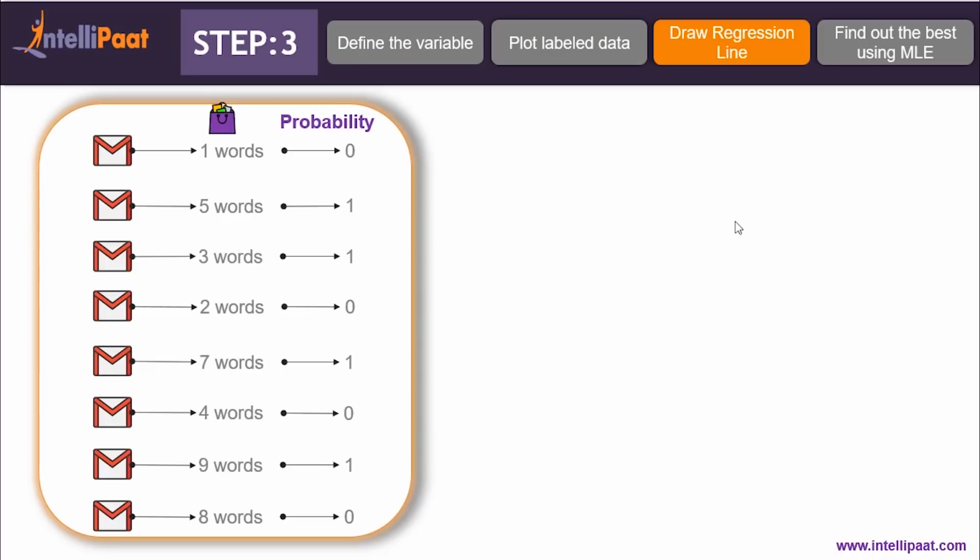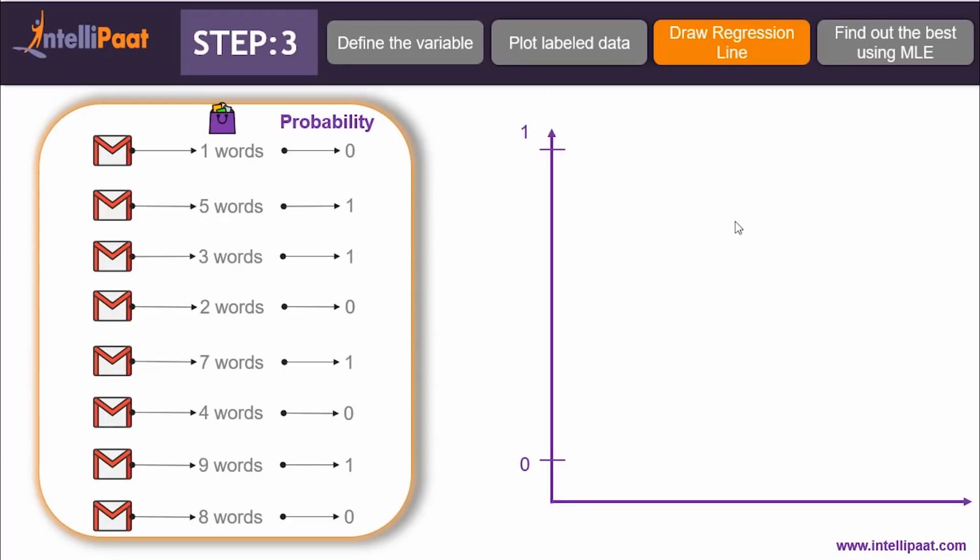Next, as a step 3, we'll draw the regression line. So next what we'll do, we'll plot our data set on x-axis and y-axis with independent variable on the x-axis and dependent variable on the y-axis. So number of spam words in a mail is an independent variable, right? And the probability of that particular mail being a spam or not a spam is a dependent variable. It depends on the number of spam words in a mail, right? So let's plot these words one by one.